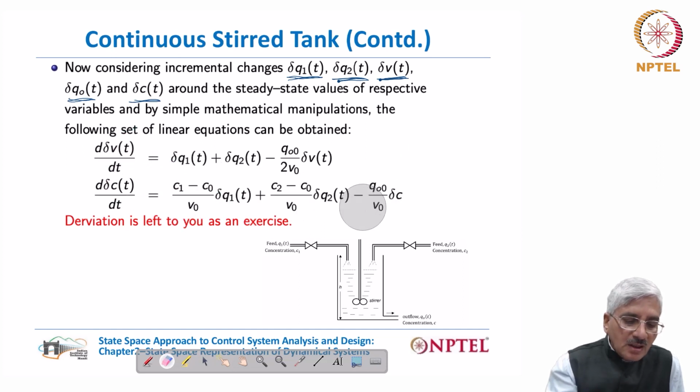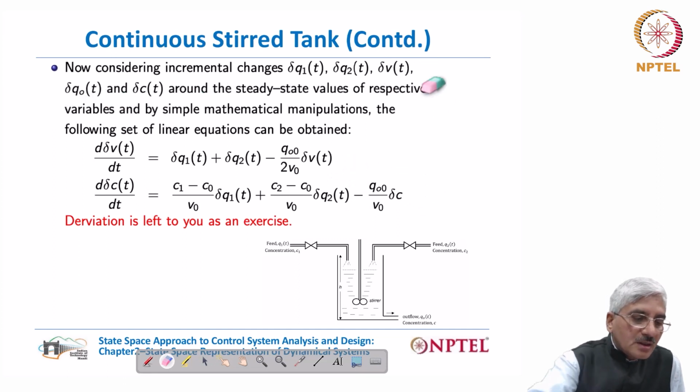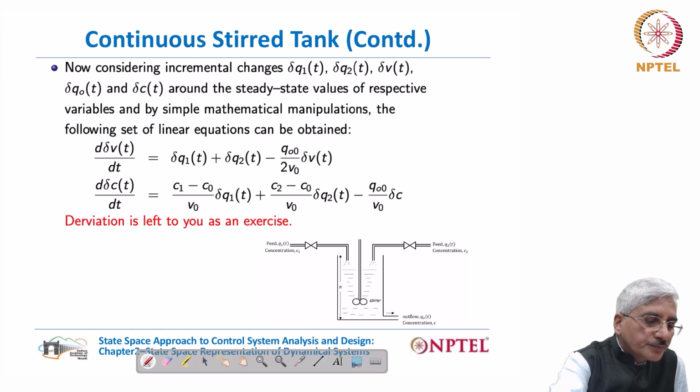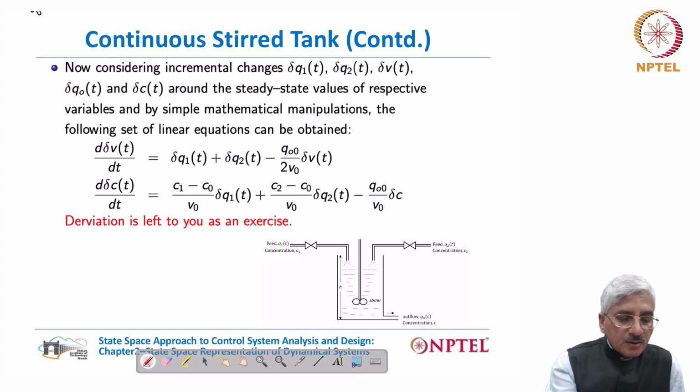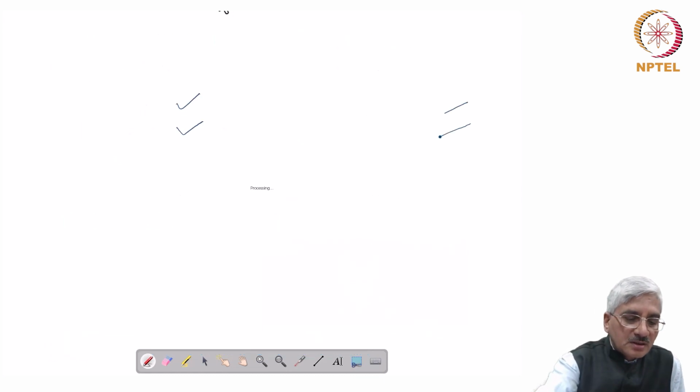So we see that d delta Vt by dt is equal to delta Q1 plus delta Q2. These are the inputs. However, this is the state delta Vt, and the quantity which is multiplying to the state, or the coefficient, is this. So this goes in the A matrix. So it is here.